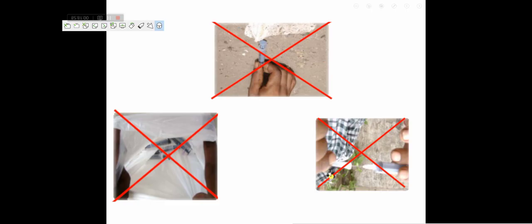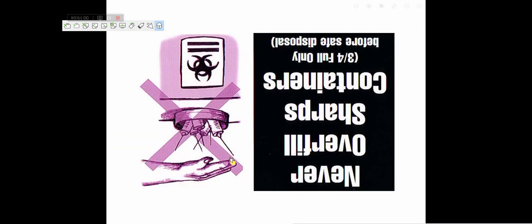Now you can see this picture also, we should not do like this, and it should not be kept anywhere like this, right? So it is do's and don'ts. And we should never overfill our container, like sharps are here, right? Because if someone touches it, they can be hurt. So we should not fill it fully, only 3 by 4.